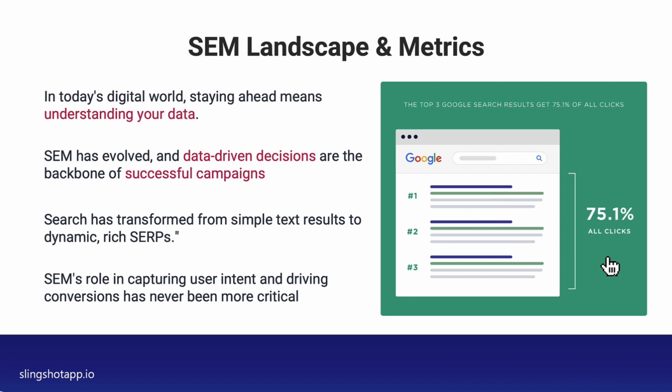And why is this battleground so important to businesses? Well, it's because of that number you see here on the right. 75% of clicks come from the top 3 Google search results. That means that rankings in organic search results and even paid search ads are so important because you need to have your name up at the top.